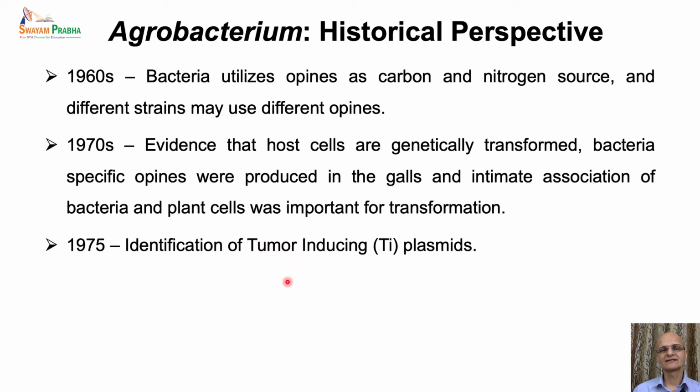In 1975, tumor-inducing plasmids were identified. That means it was worked out that it is the Ti plasmid that was responsible for causing the gall disease. And if we transfer this plasmid, that is the Ti plasmid, from a virulent strain of Agrobacterium to an avirulent strain of Agrobacterium, it transformed the avirulent strain into a virulent strain. So it means that the Ti plasmid carried the virulence related signals.